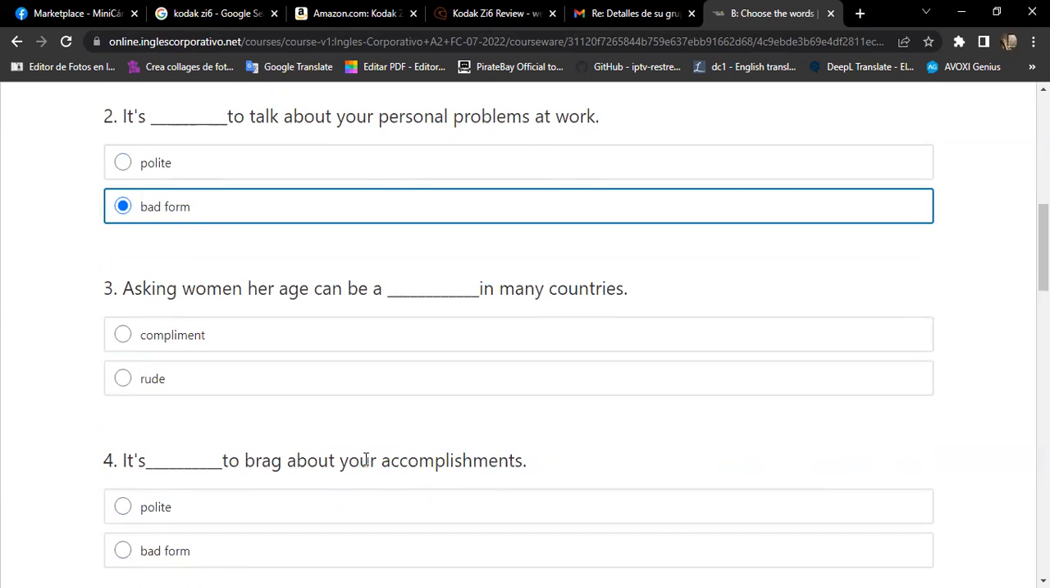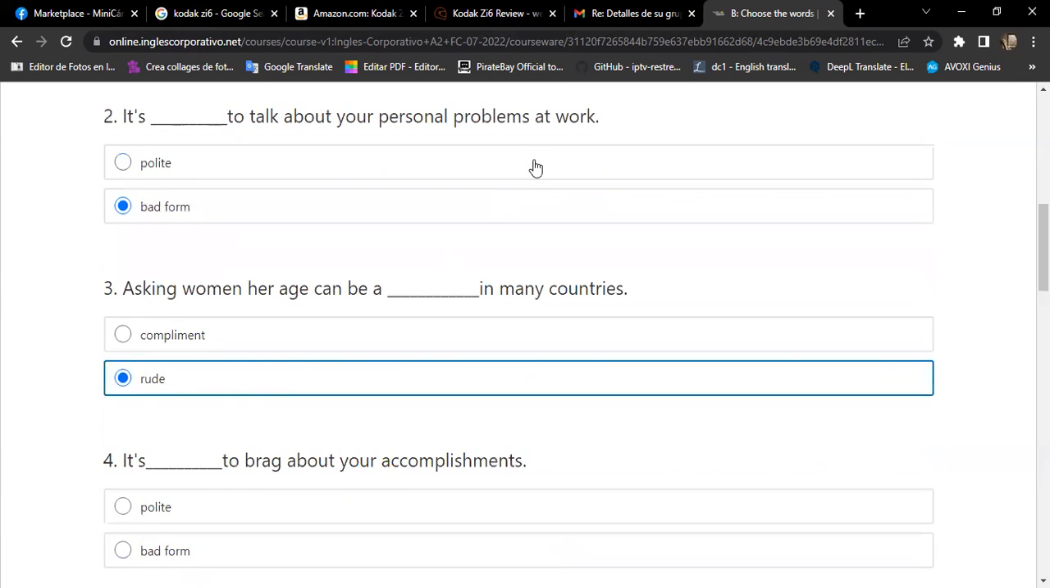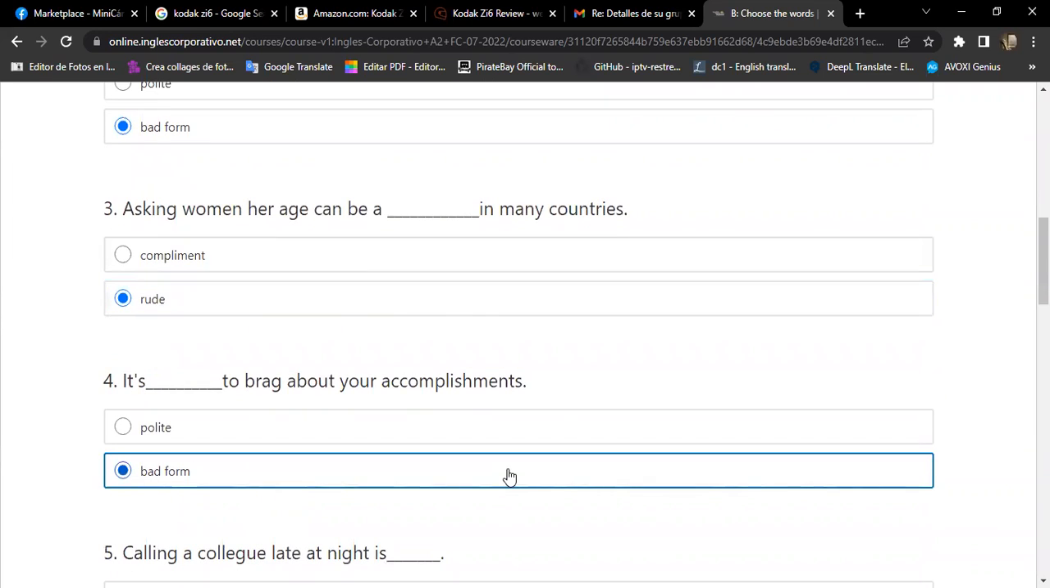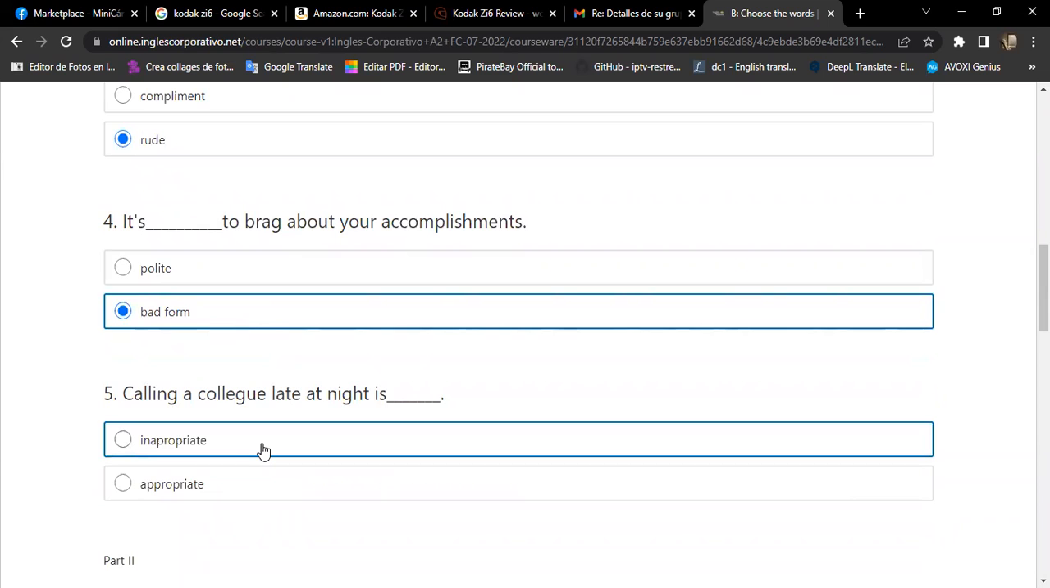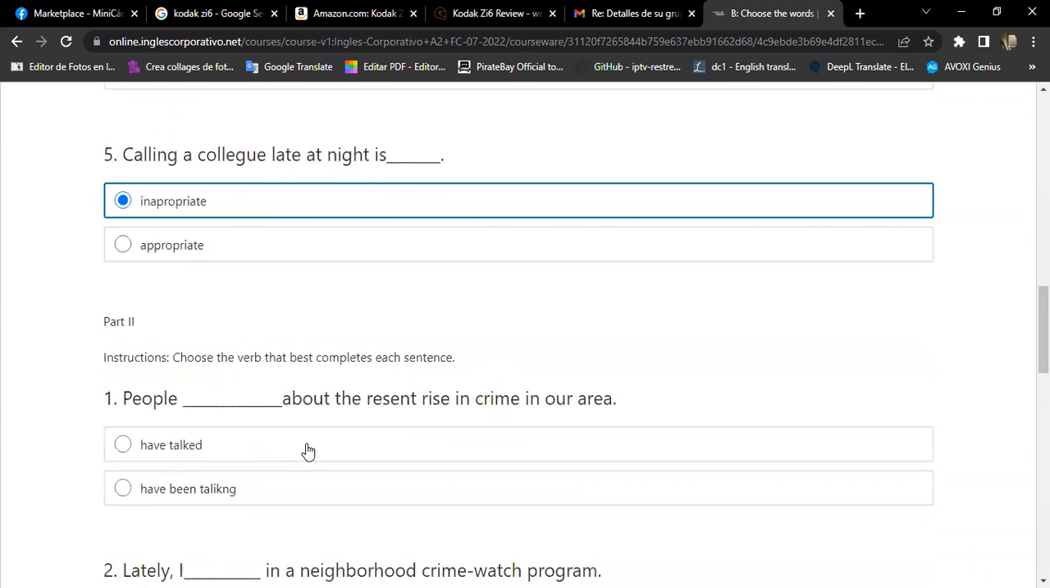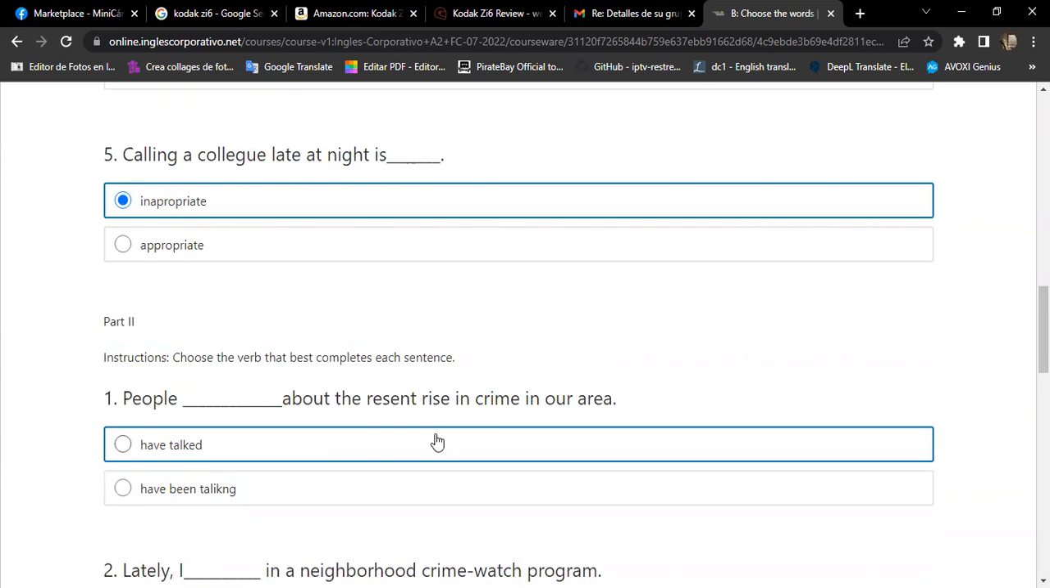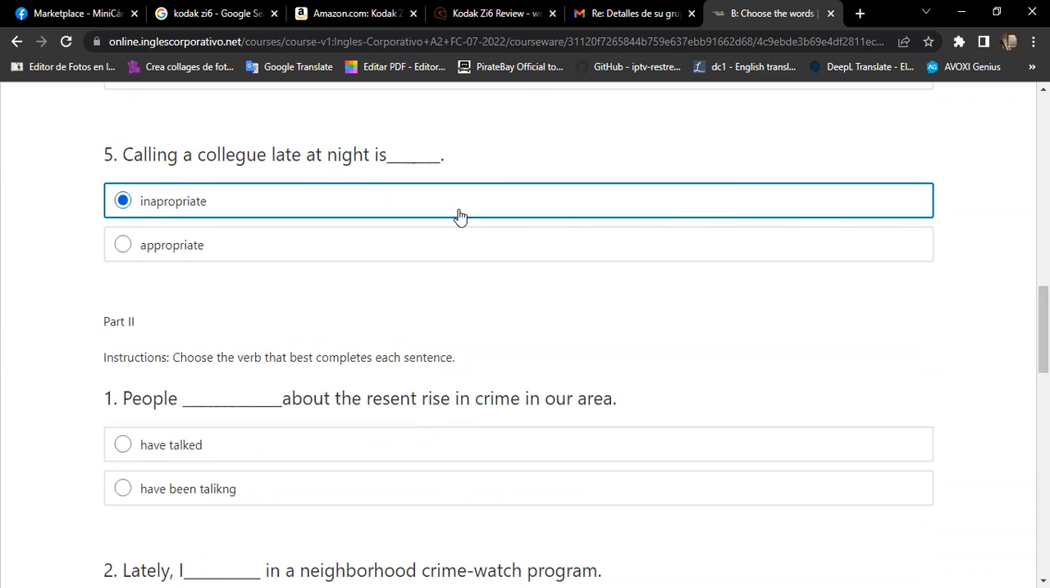Number three, asking a woman her age can be blank in many countries. Rude. It's blank to brag about your accomplishments. Bad form. Okay, good. Number five, calling a colleague late at night is? Inappropriate. Good.